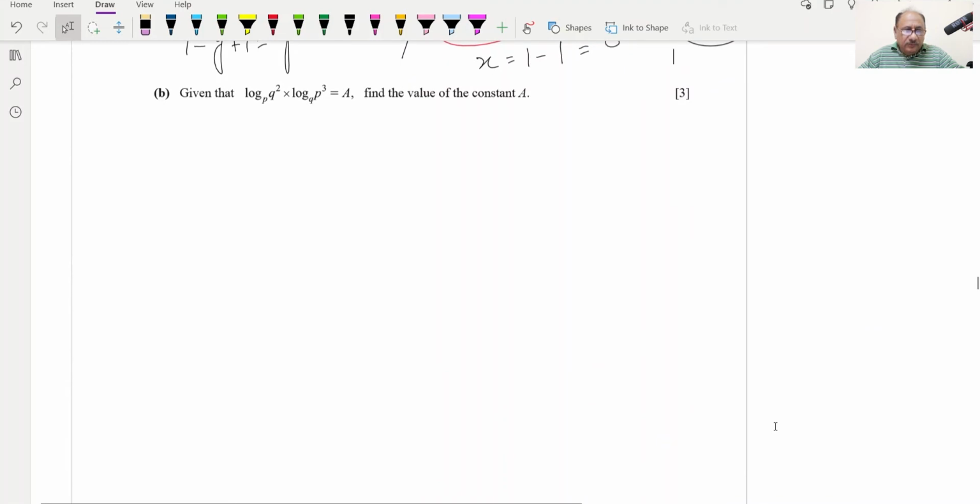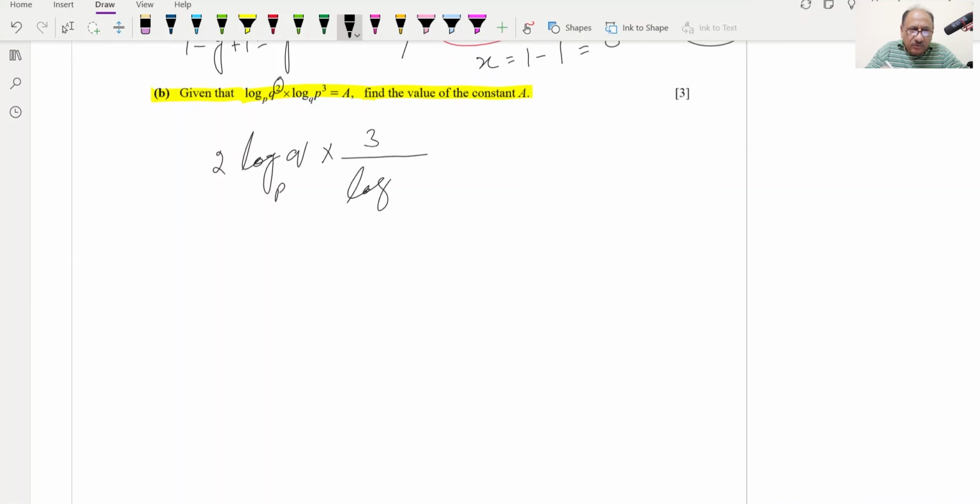Now we can move to the B part, and the B part says this one question is given, find the value of constant A. So we can switch the base, and first of all we will take this part first. So 2 log of P and Q, and multiplied by this part also we can take first, and we will switch log down for change of base. So this will be P and this will be Q, and this is equal to A.